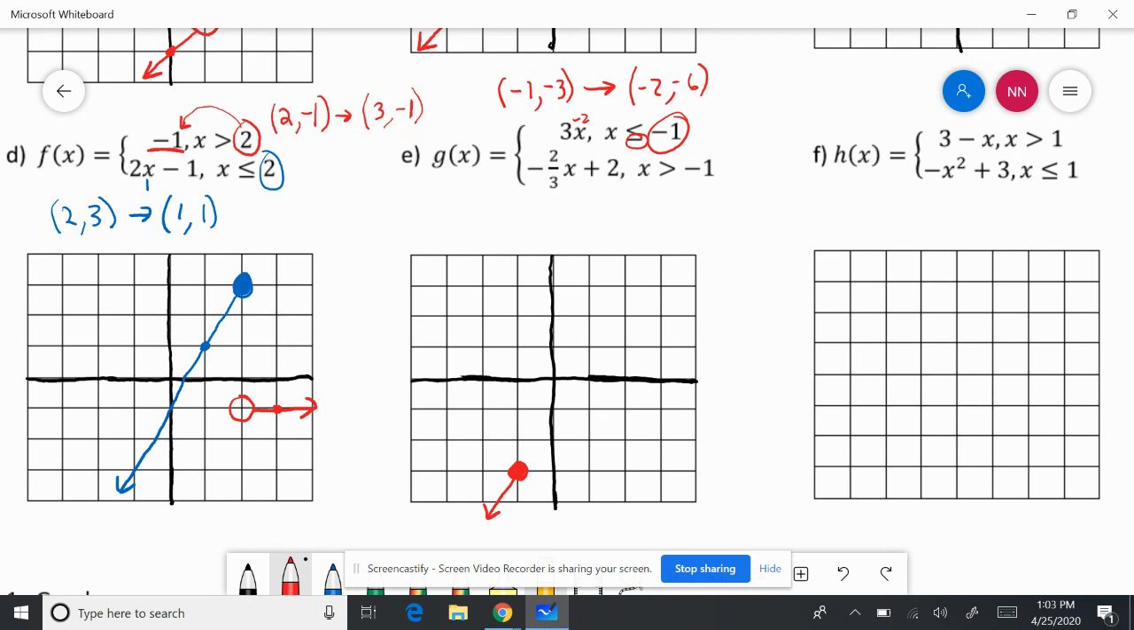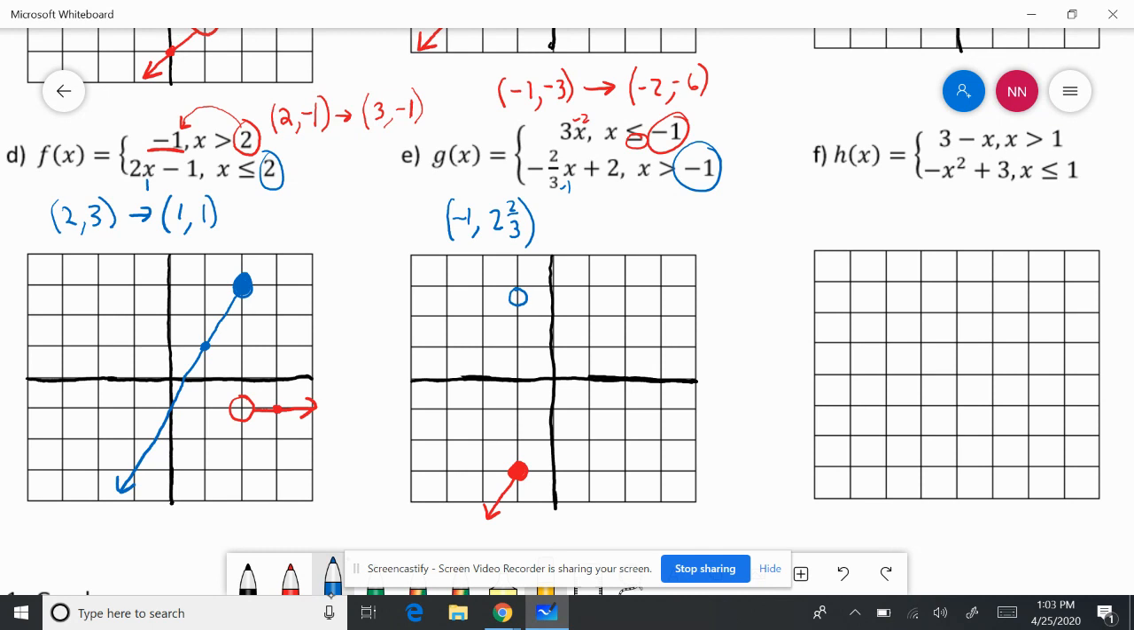Letter E, we're doing the same thing. I'm starting at -1. I take the -1 and I plug it in. This is a little bit more difficult because it's a fraction. So when I plug in a -1, negative negative is a positive, so this is 2/3 plus 2, which is 2 and 2/3. So at -1 and 2 and 2/3, I have an open circle.